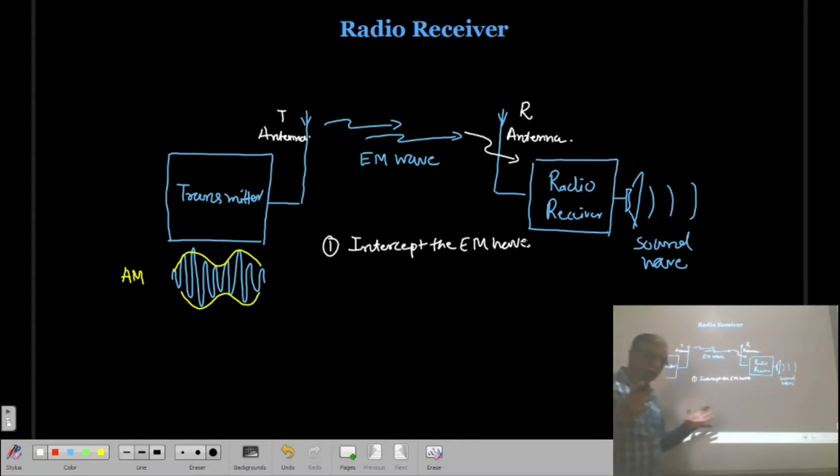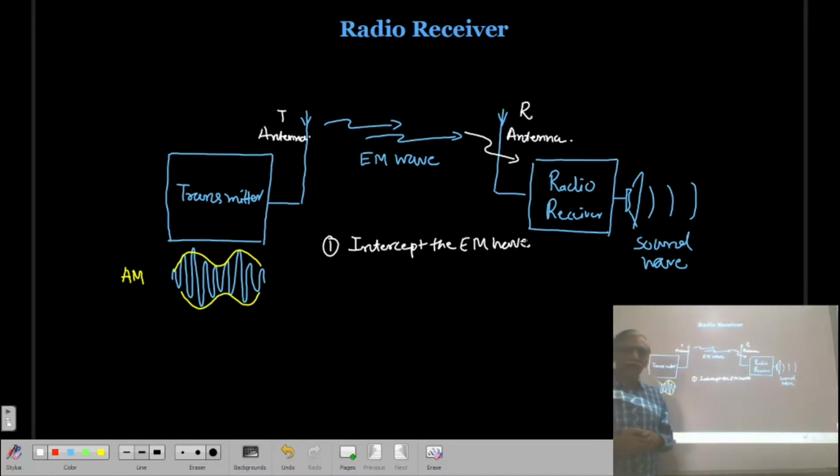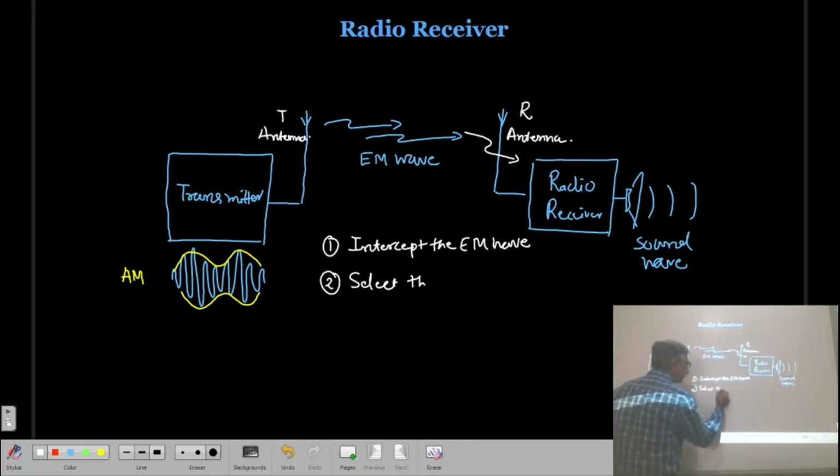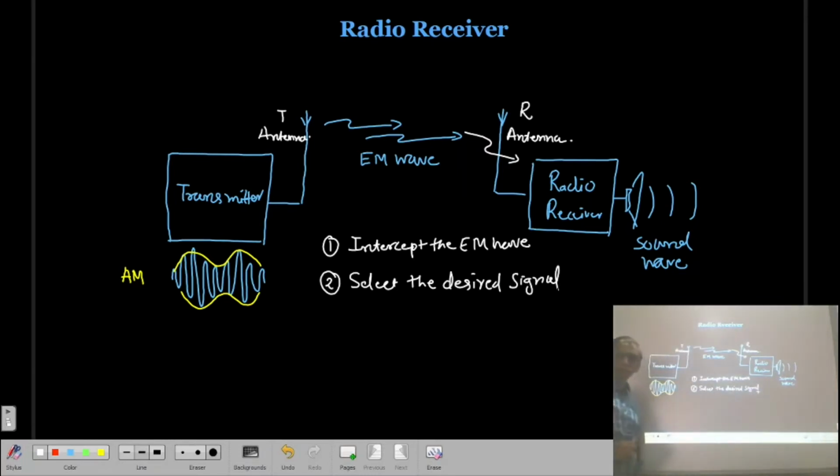Now, there are a number of electromagnetic waves because we have a large number of transmitters, and every transmitter is transmitting its wave in the air. So this antenna is receiving a number of signals. So what is the other function of this radio receiver? It will select the desired signal. Out of a number of frequencies, we have to listen to one particular station, so it is selected by the radio receiver.